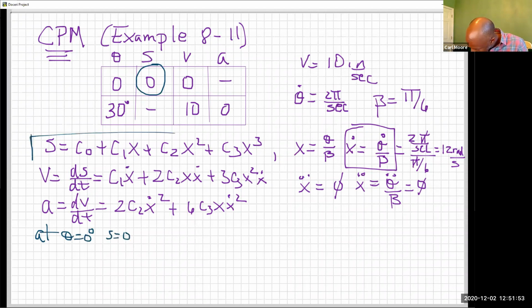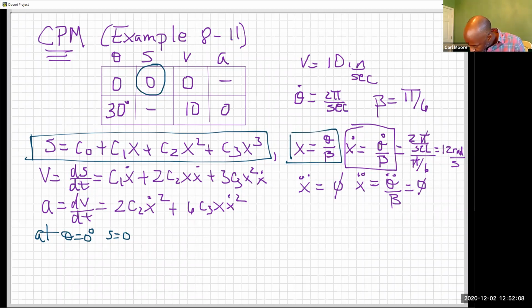Now I turn my attention to this equation. I'm going to put a theta equals 0 in for all of my x's. Remember, for the x, theta is in the numerator, so wherever there's an x, it's going to go away. So I'm going to have a C0 plus C1 times 0 plus C2 times 0, so there's nothing else to include there. What we found from our S equation is just that C0 is equal to 0.